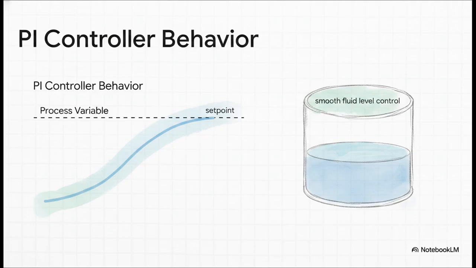The simulation data specifically notes that this makes it incredibly appropriate for slower systems, like reactor fluid level control, where what you really want is a smooth response that perfectly holds the level even when you have fluctuating outflow disturbances trying to mess it up.